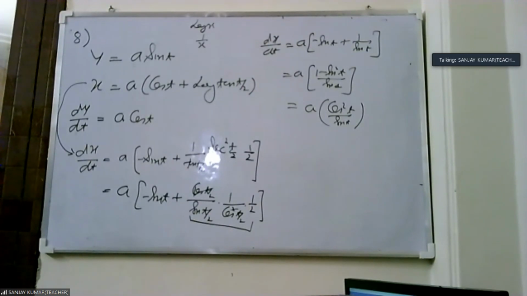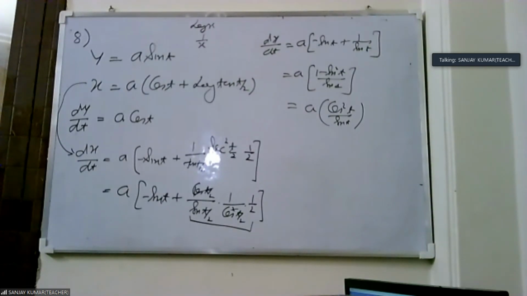First we differentiate cos t, that is minus sin t. But when we differentiate log tan t by 2, it is 1 by tan t by 2. Then the derivative of tan is sec square t by 2. Then the angle t by 2 gives half. But the problem is that this expression is very big, so before we divide, we simplify it.